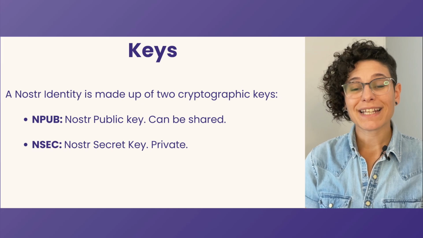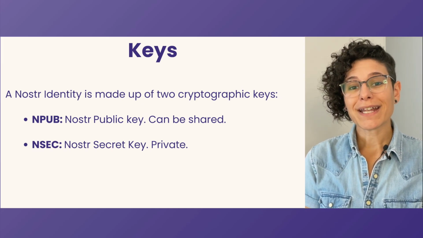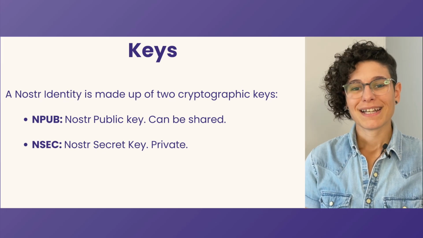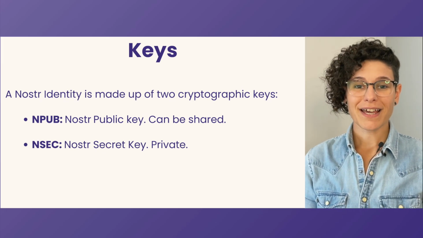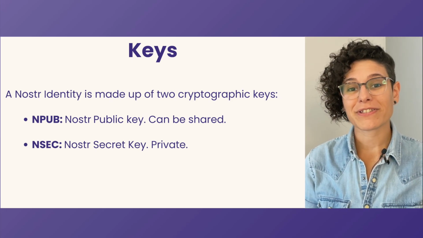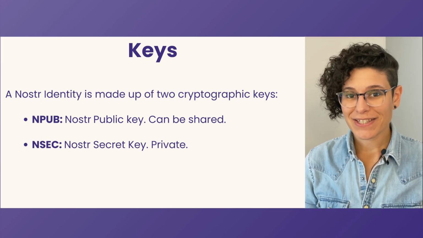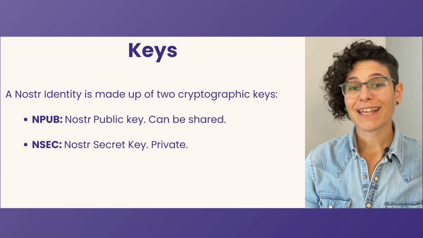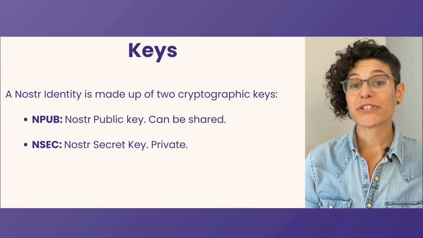Your Nostr identity is made up of two keys that are necessary to interact with the protocol. Your npub is your Nostr public key. It's a string of numbers and letters that you can share with other people so they can find you. On the other hand, your nsec, or Nostr secret key, is private. This is the master credential to access your identity. Whoever has this key has access to your account, your followers, your messages, everything. And so it should never be shared.